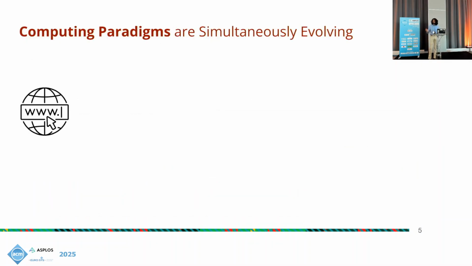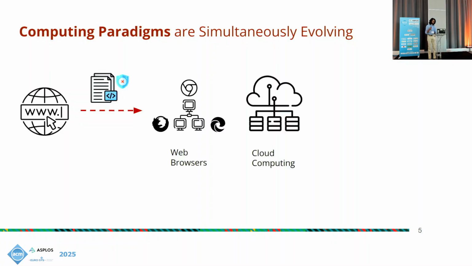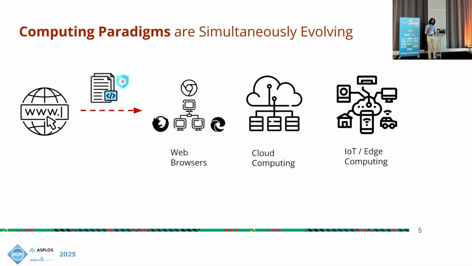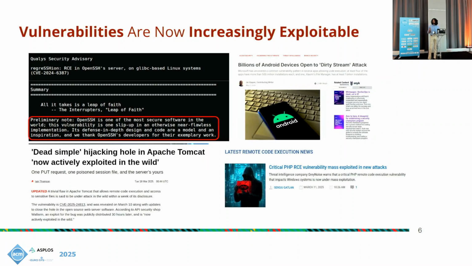But simultaneously, while we have these issues with legacy software, computing paradigms are evolving. With the rise of networked systems and the internet, we now have this ability to deploy potentially untrusted code to numerous domains, including web browsers, cloud computing systems, and much more recently, IoT and edge computing systems. With this ability to now deploy untrusted software, there is a problem though. Vulnerabilities are increasingly exploitable. The ability to execute remote code execution attacks is much more prevalent today than ever.